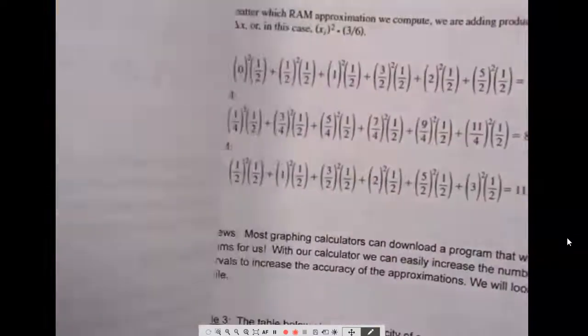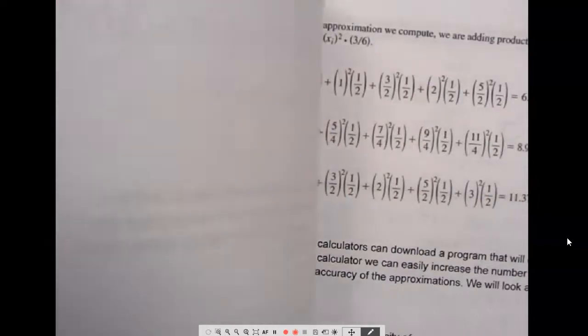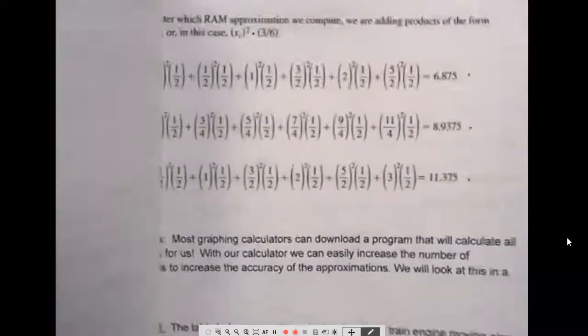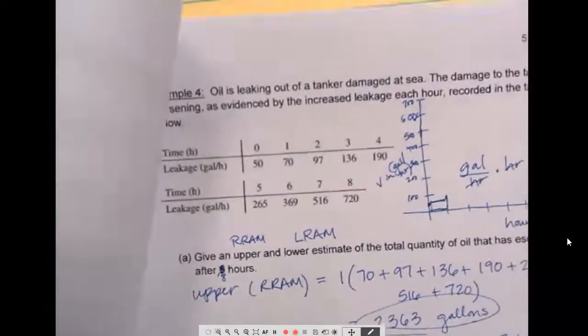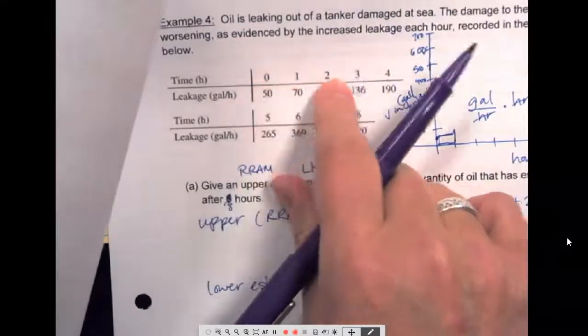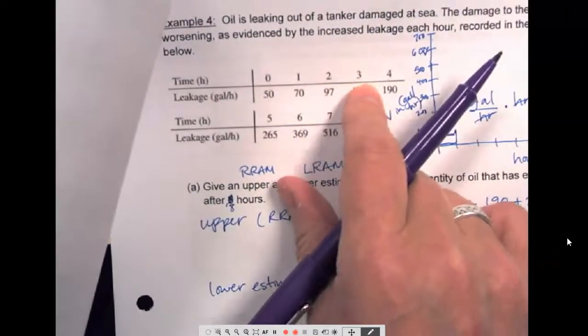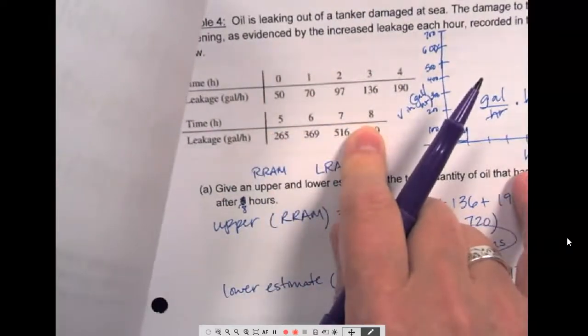Okay, so let's get the notes back out. We have 2 more things. So left RAM, right RAM, mid RAM, you're okay with that concept. Okay. Let me say this. The table that I gave you, the width of each rectangle was the same because this time difference was uniform, a time difference of 1.